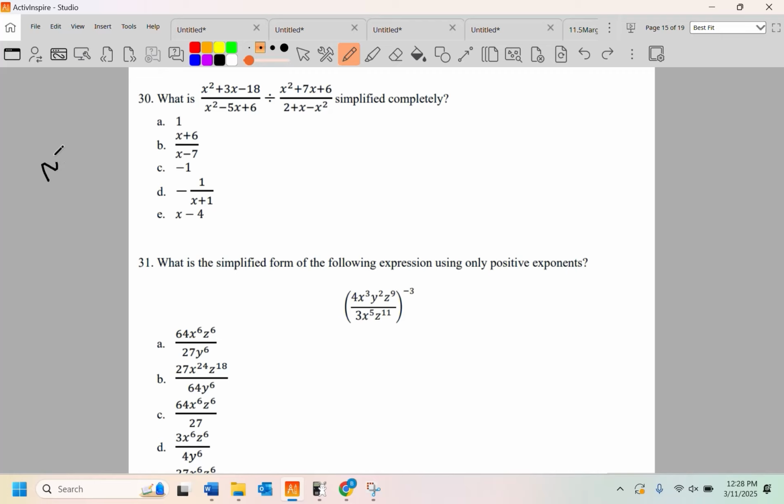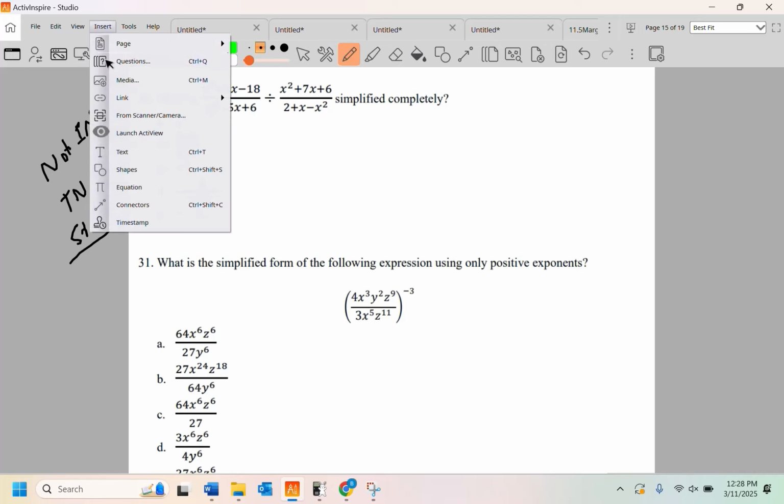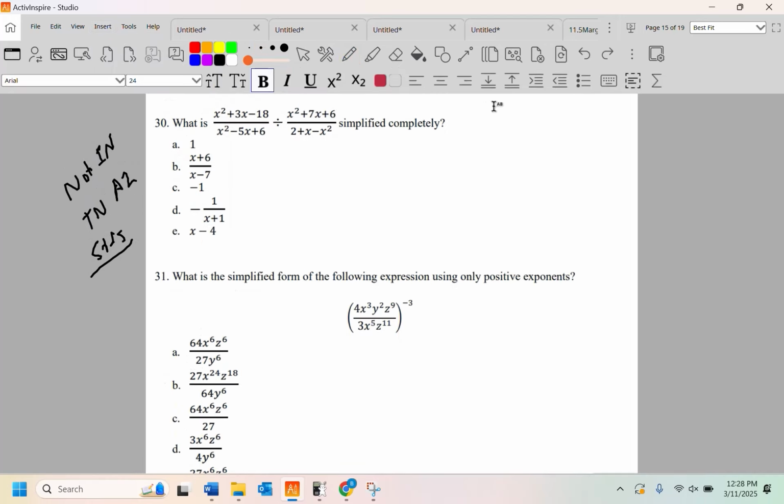And again, this is not in TN-Algebra 2 standards. It hasn't been for a long time. Just not in your standards. But it's a 4th grade math lesson. It really, really is. And to divide by a fraction, you multiply by the reciprocal.